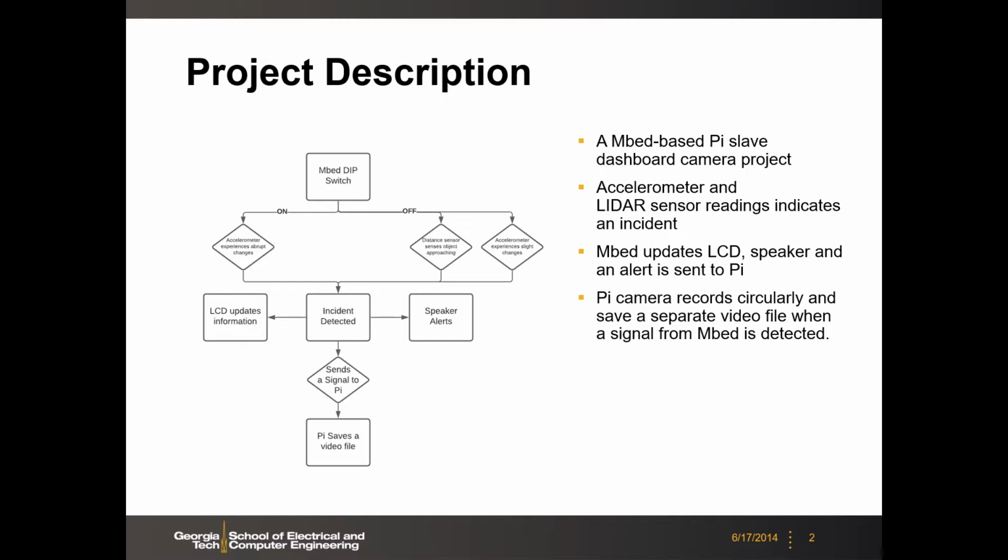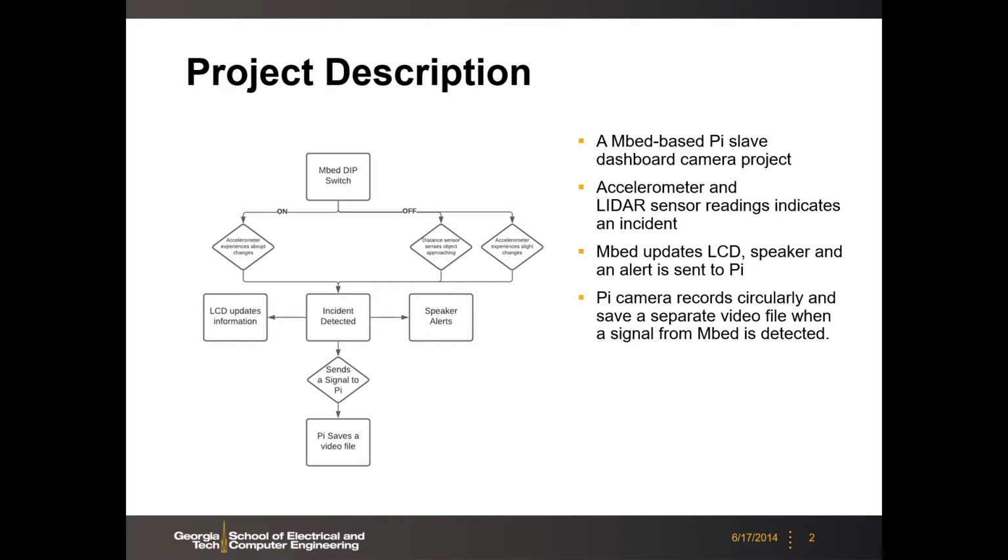An Mbed dip switch will control whether the car is on or off. During the off state, when an accelerometer detects very slight acceleration, meaning that someone might hit the car, or when a distance sensor senses someone approaching, a parking incident is detected. Similarly, when the car is on and the accelerometer detects a very large acceleration, a traffic incident is detected.